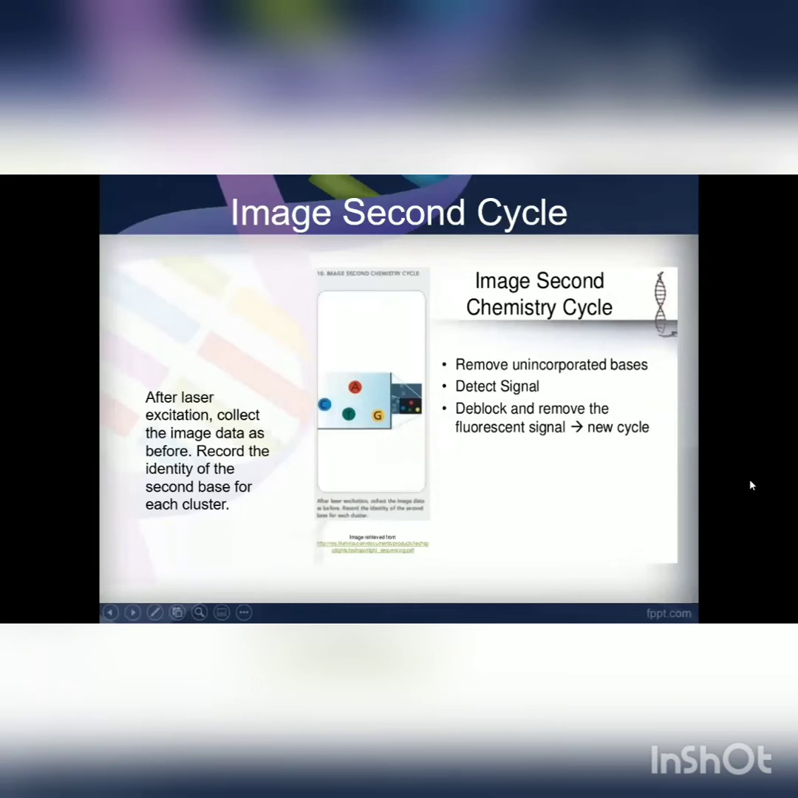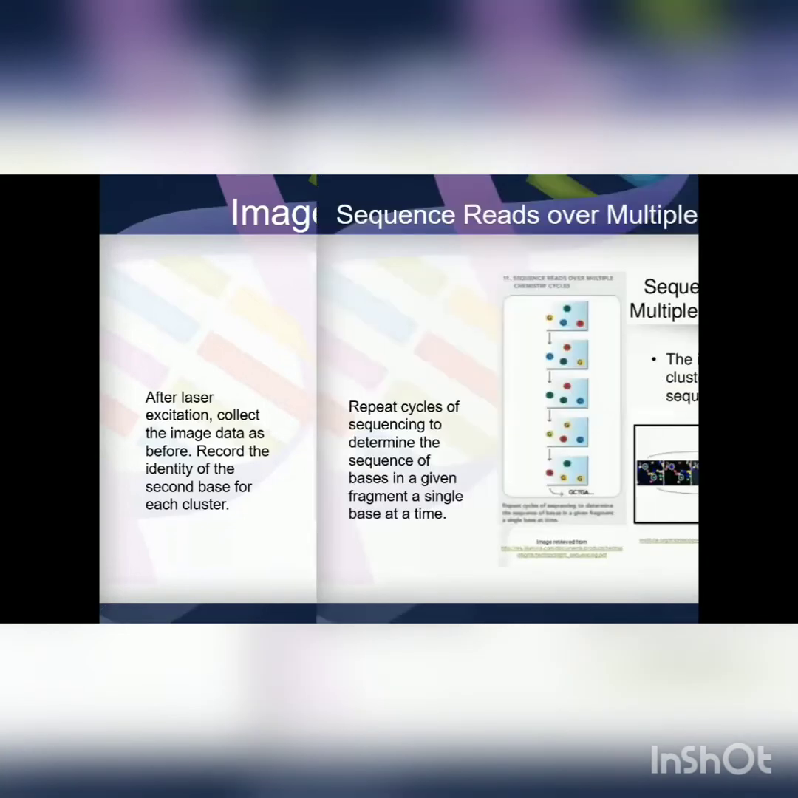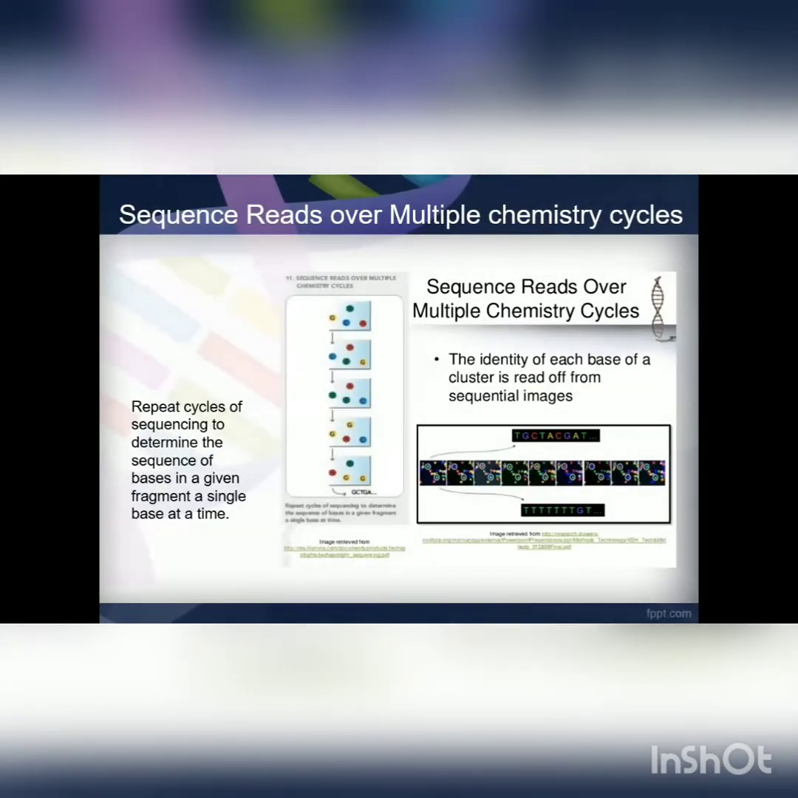Now coming to imaging the second cycle, you'll have to collect the data as before and record the identity of each base from each cluster. And the steps are the same as before. That's remove the unincorporated bases, detect the signal, deblock and remove the fluorescent signal, then initiate the new cycle. So in this way, you would sequence multiple reads over multiple chemistry cycles.